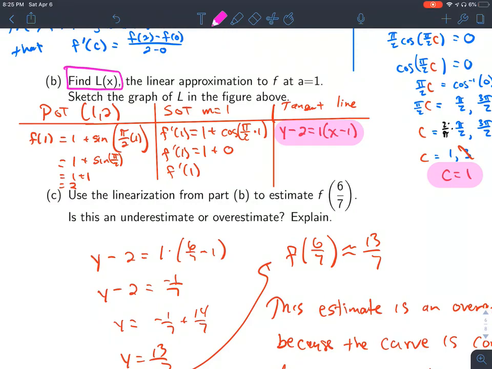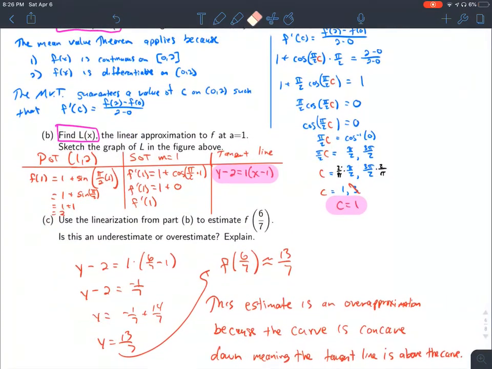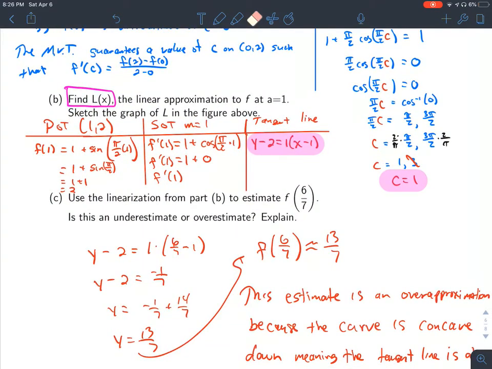To find the equation of a tangent line, you need two things. You need a point and a slope, so you can put it in point-slope form. To find the point of tangency, you simply take the original function and put 1s in for all of the x values. And that's what I did there. I found out that f of 1 was 2. So my ordered pair is (1, 2).